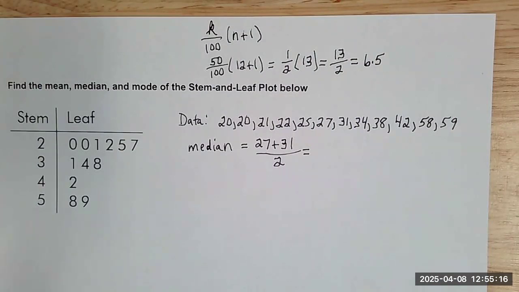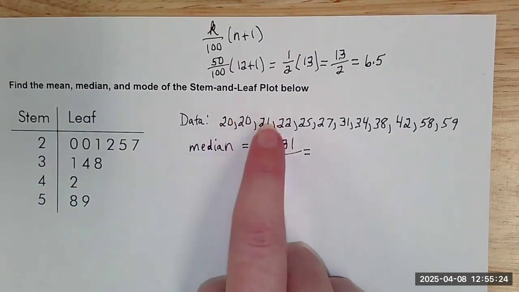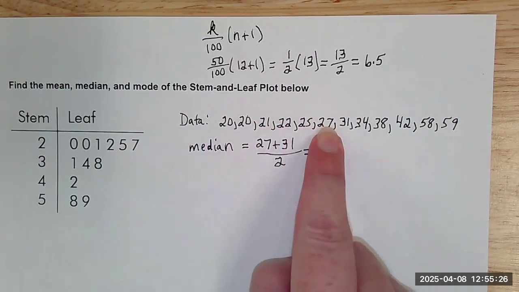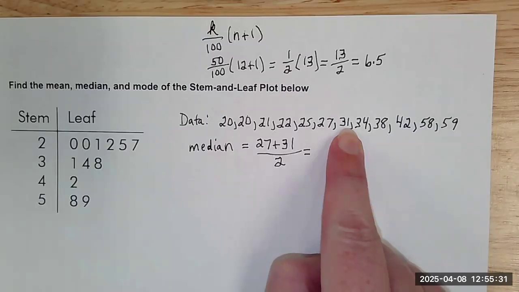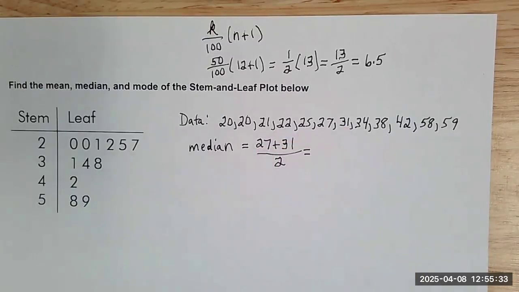So this formula always gives us the position. So we need the 6th data value and we need the 7th data value. So I counted over 1, 2, 3, 4, 5, 6 is the 27 and 7 is the 31. So we're using those two, adding them up and dividing by 2. Good question. If we do that, we get 58 divided by 2.